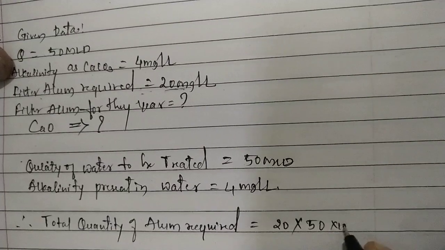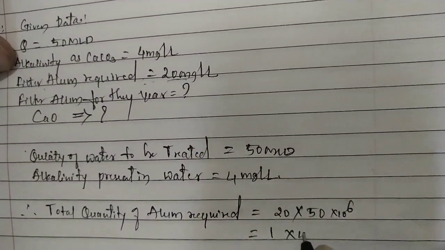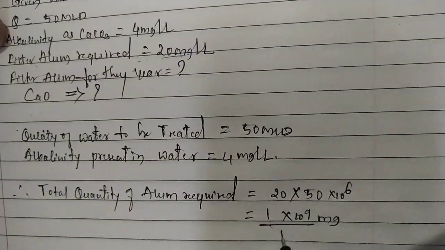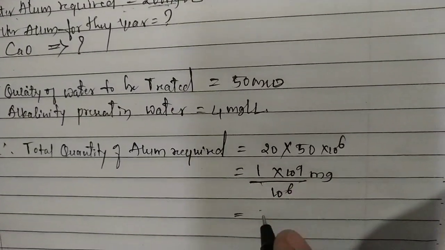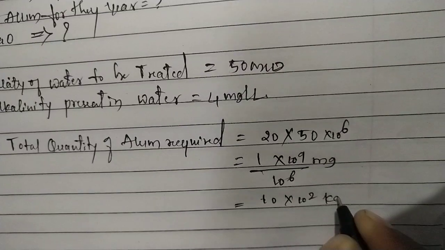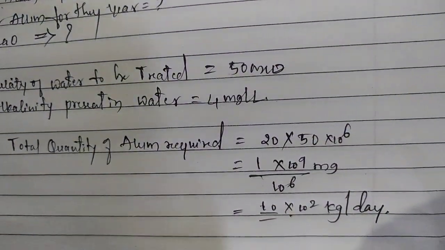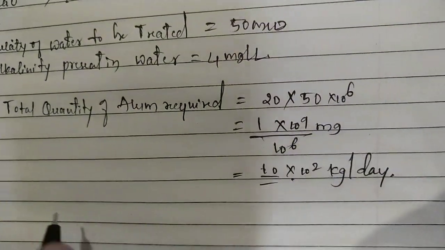50 into 10 raised to 6, million means 10 raised to 6. So this equals 1 into 10 raised to 9, that is milligram, divided by 10 raised to 6. When you simplify this, you get 10 into 10 raised to 2 kg per day. So this is the alum required for the total quantity of water.